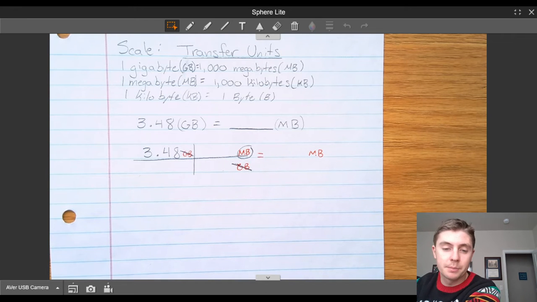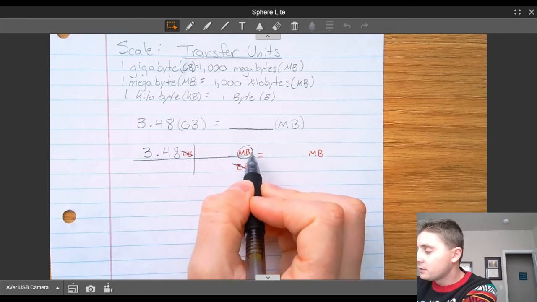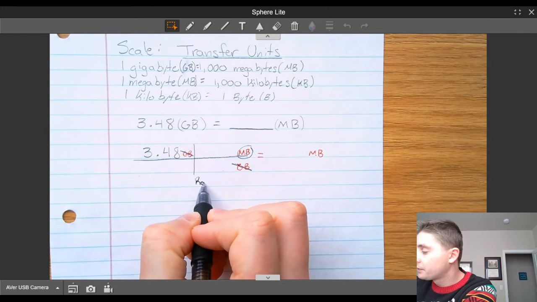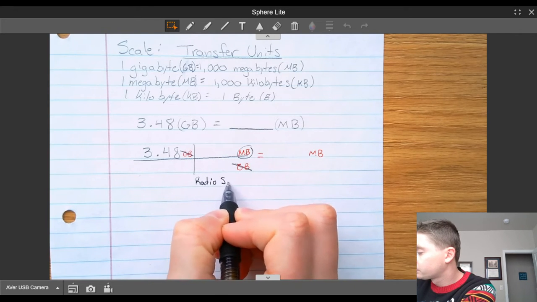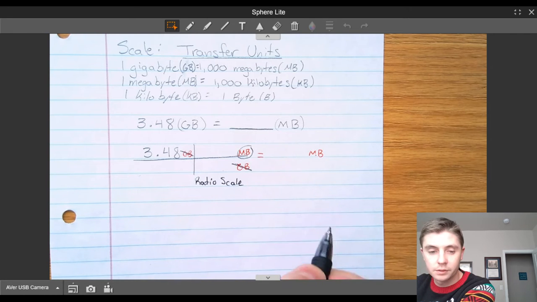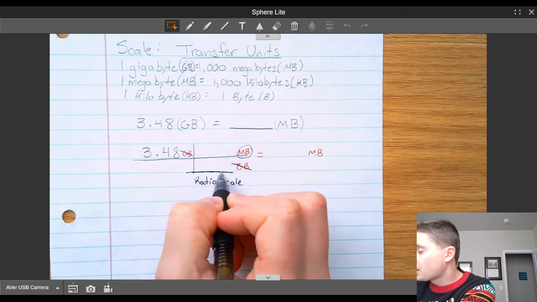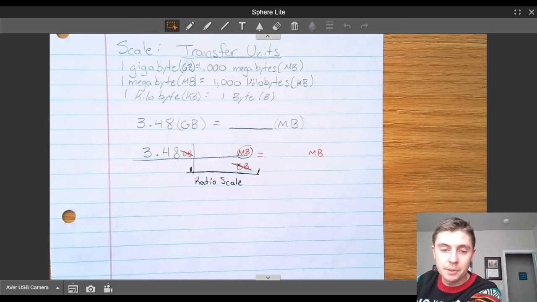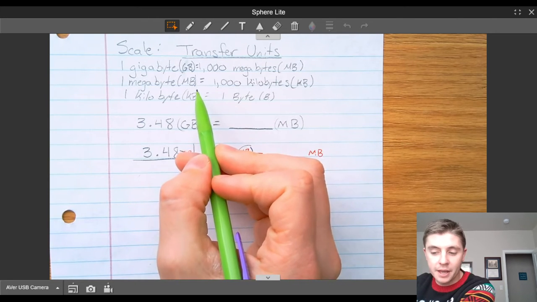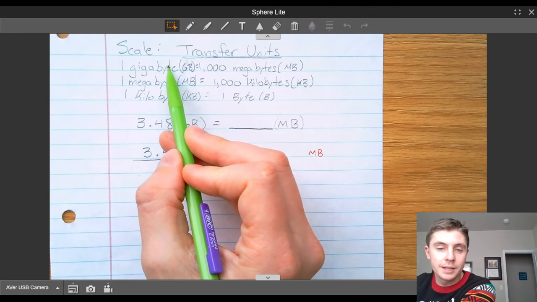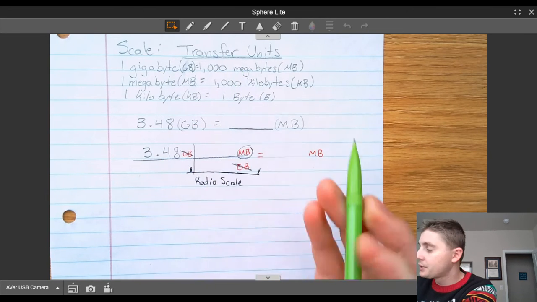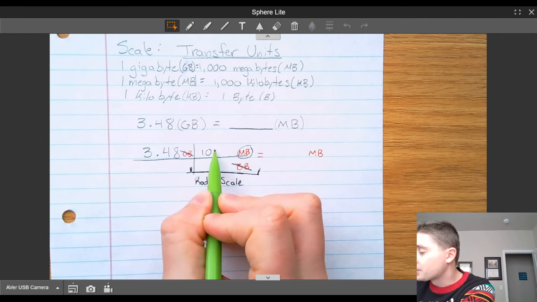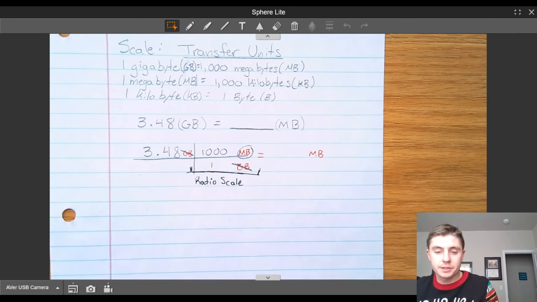The last thing I have to remember is this section right here, these two pieces. This is where my ratio scale comes into play. So I'm going to go back to my scale, and I'm going to see 1 gigabyte is worth 1,000 megabytes. So here's my gigabyte. One of them is worth 1,000 megabytes.